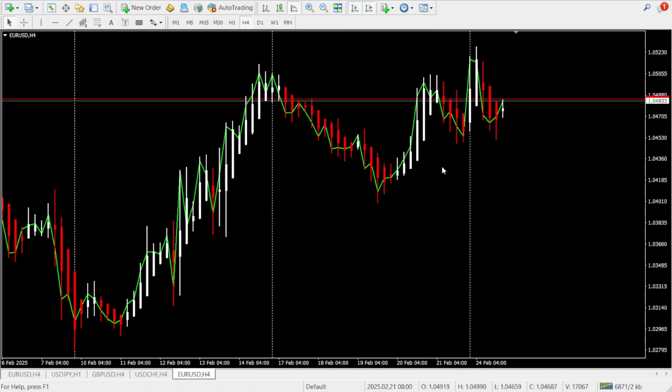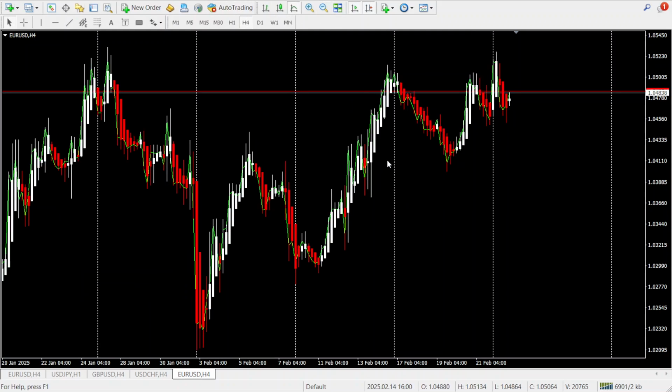So when the market is moving up, you will see a series of white candles with little or no lower shadows. In a downtrend, you will see red candles with little or no upper shadows.